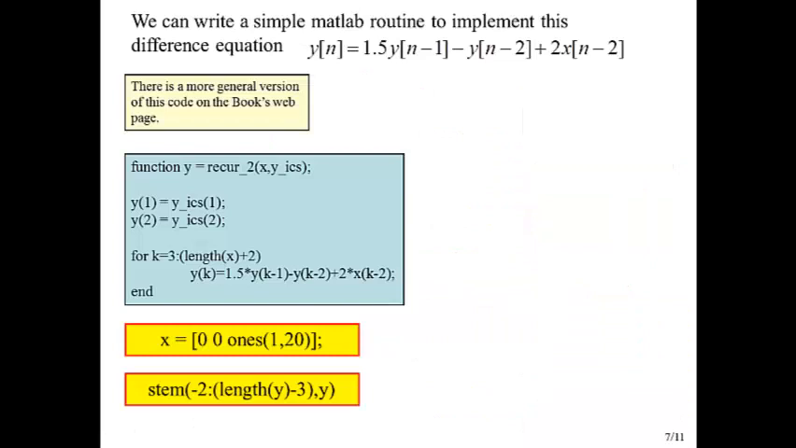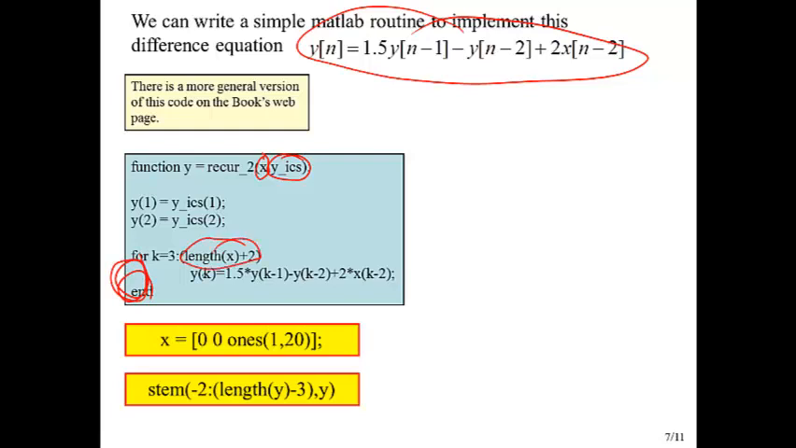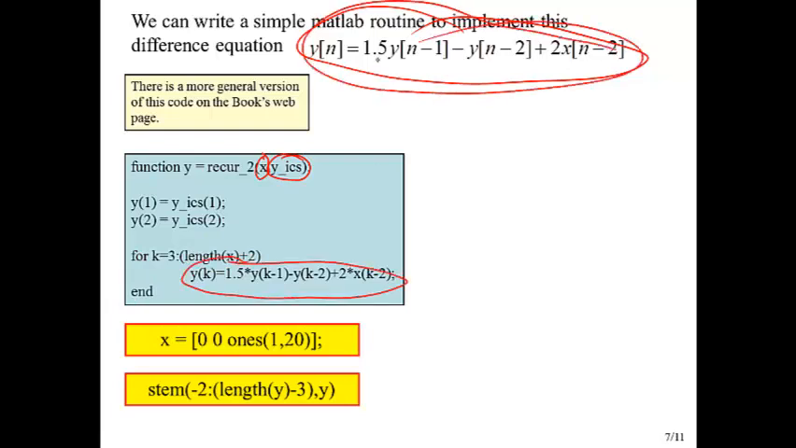We can write a simple MATLAB routine to implement this, and this is just a function called recur2. It's hardwired for this particular difference equation. You put in your input samples, you put in your initial conditions, and it just does this loop over and over until the end of your input. And notice that the equation here is really just what this is. Now the trick here is keeping track of all the indexing.